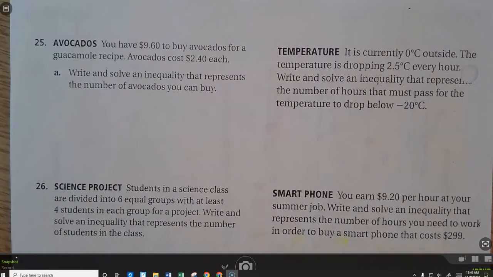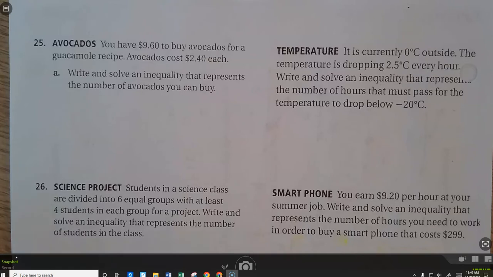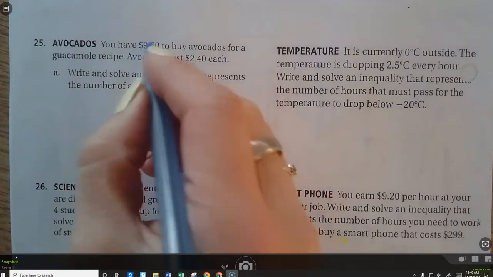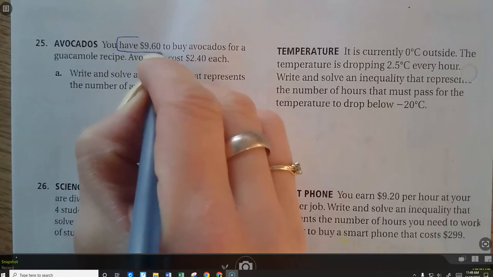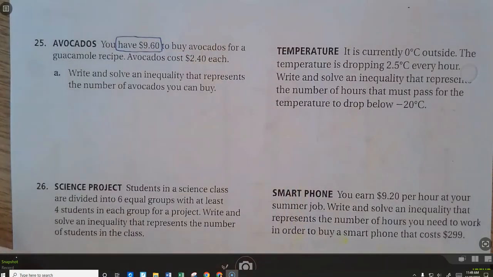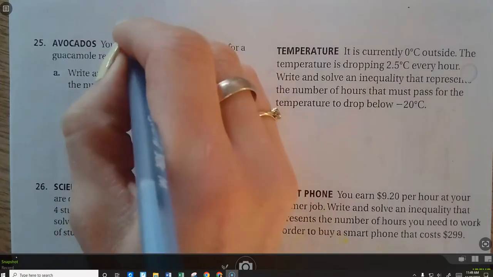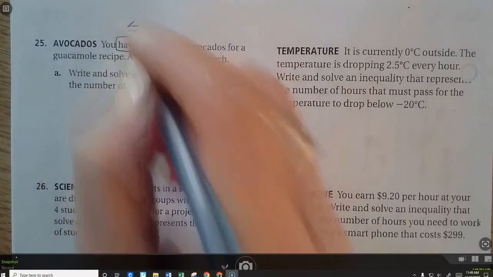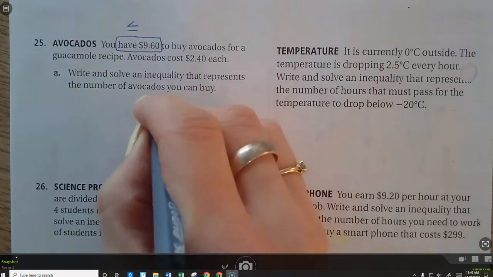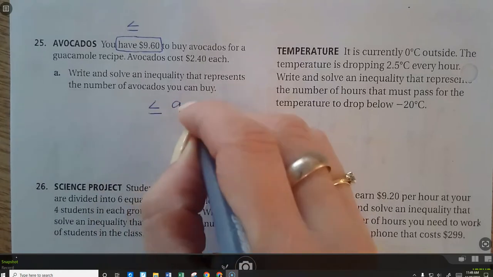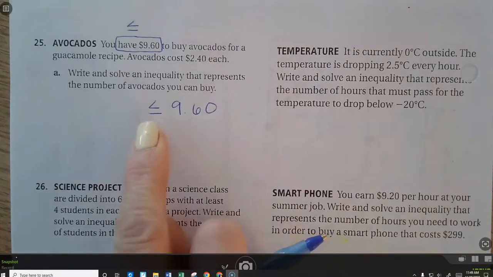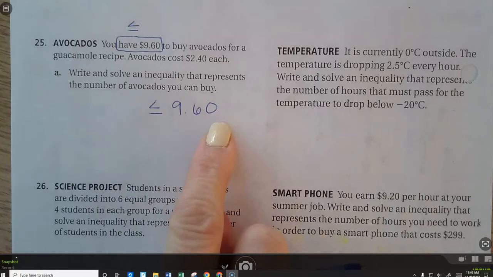Now, this one doesn't have any clue words that jump out at me, but I do know how money works, and if I have $9.60, I know that means I can't spend more than $9.60. So I could spend less than or equal to $9.60. So that's going to be the first part of my inequality that I can write down. Less than or equal to $9.60. And that stays glued together there.